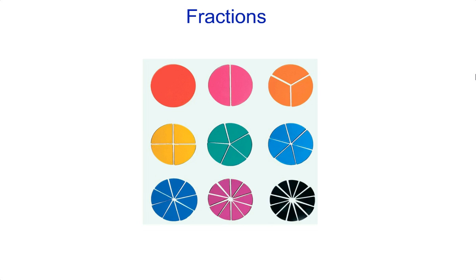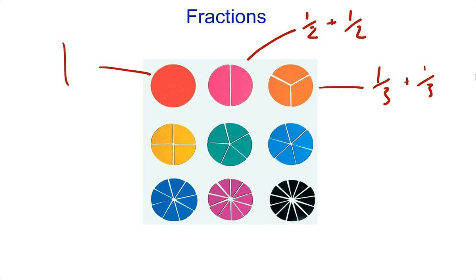As you can see, each one of these circles makes one whole. This one here is just one circle. But this one here has been split into two halves. But a half and a half still make a whole. This one, a third and a third and a third make a whole. 4/4 make a whole. 5/5 make a whole.